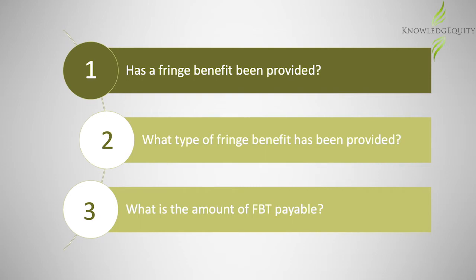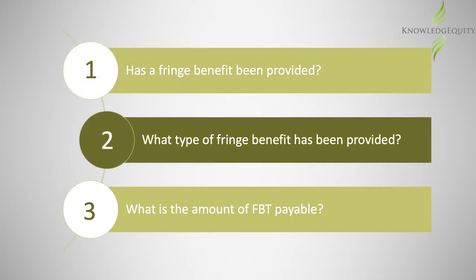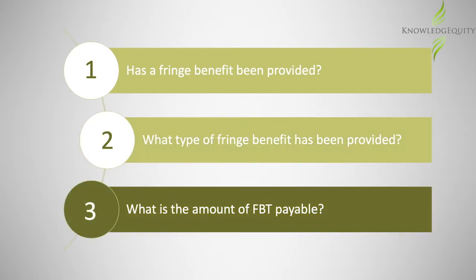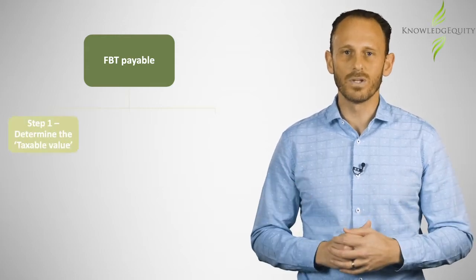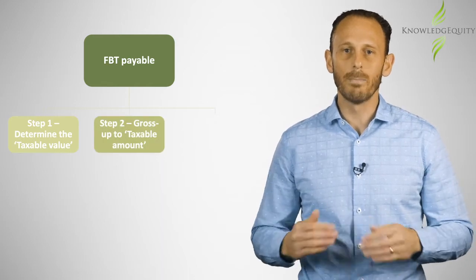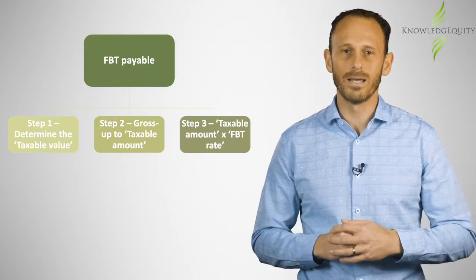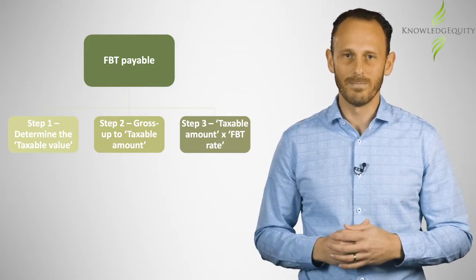Once we have determined that fringe benefits have been provided, and what types of fringe benefits they are, we need to determine the amount of FBT payable. This process consists of 3 steps. The steps focus on determining the taxable value, calculating the taxable amount by grossing up the taxable value, then multiplying the taxable amount by the FBT rate.